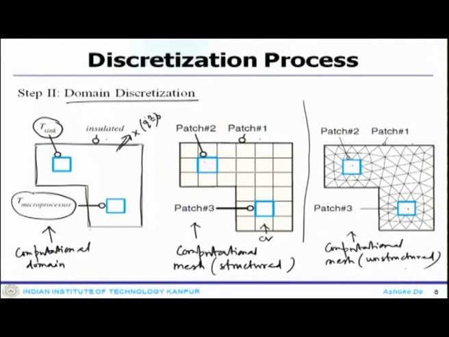So, in the domain decomposition step, that means in step 2, you identify the computational domain, then you generate the grid, either a structured grid. If it is geometrically simpler, then you can generate a structured grid. If it is geometrically not simpler, then you can use an unstructured grid to generate the domain.